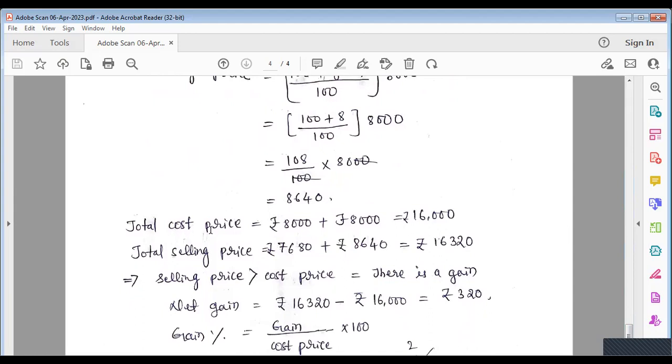Then the total cost price means it is the cost price of a TV plus cost price of a VCR, which is taken as the total cost price in this transaction. So it is 8,000 plus 8,000. This is 16,000. And the total selling price, this is the selling price of the VCR, and this is the selling price of the TV, and we have to add. This gives us 16,320.